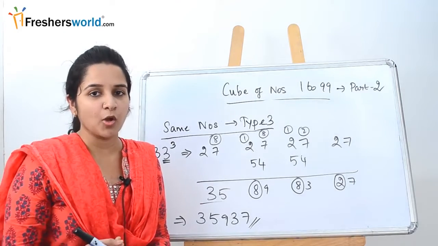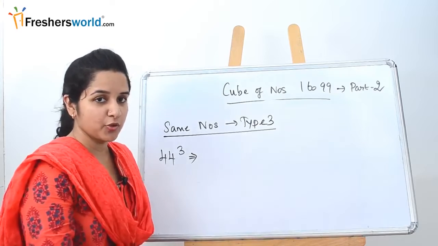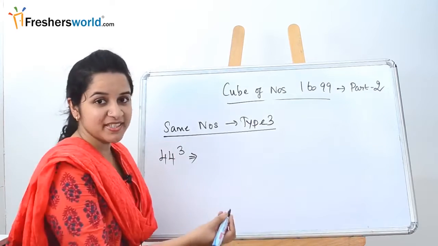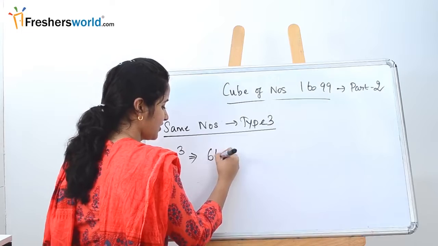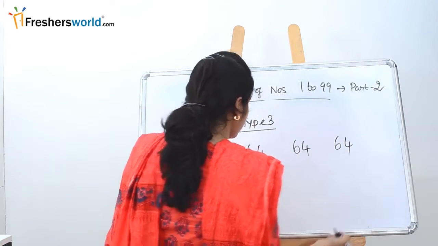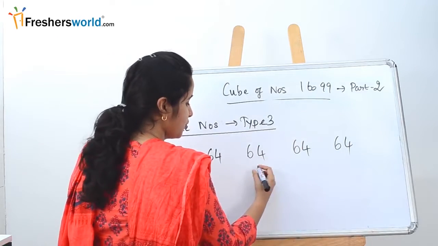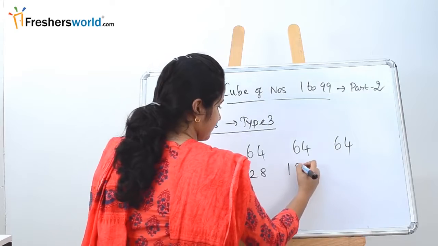So let's solve another problem to understand this concept better. The next question that they have given is 44 cube. So what do we do? 4 cube is nothing but 64. So write it across: 64, 64, 64 and 64. So multiply the middle two digits by 2. So 64 times 2 is 128.